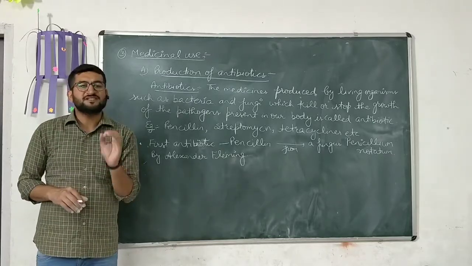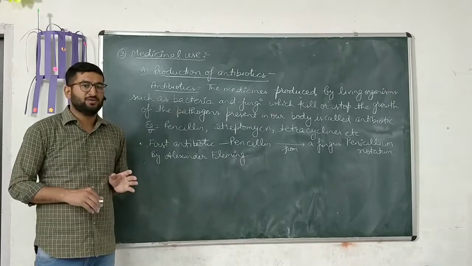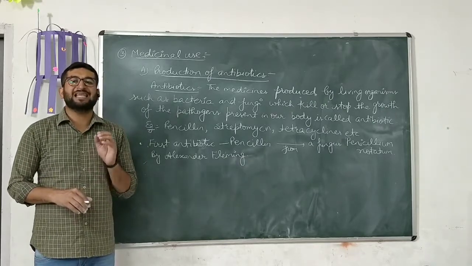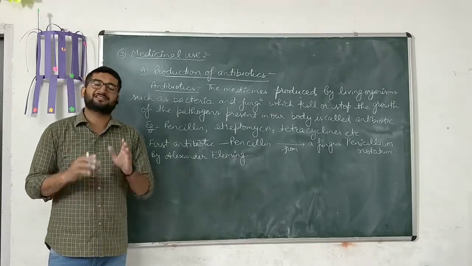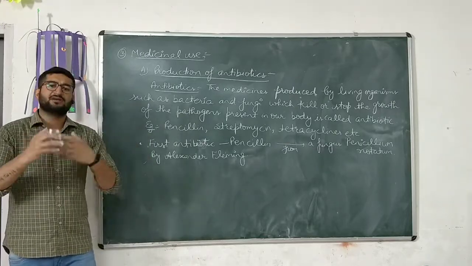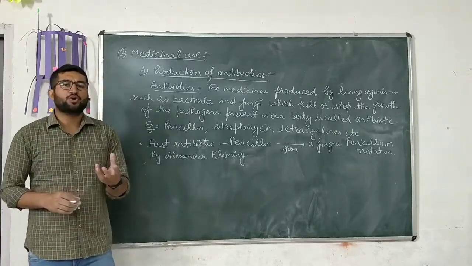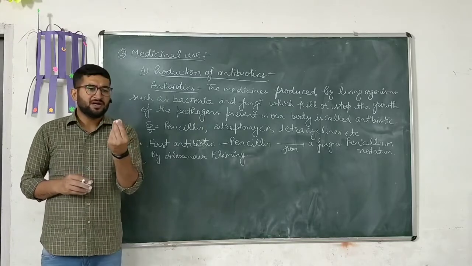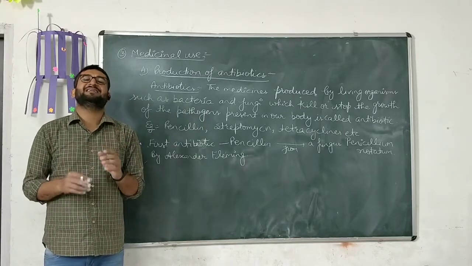Penicillin was the first antibiotic, which was discovered by Sir Alexander Fleming by accident. How did we discover it? Actually, he was growing a culture. He was growing a tissue of a bacteria named Staphylococcus.